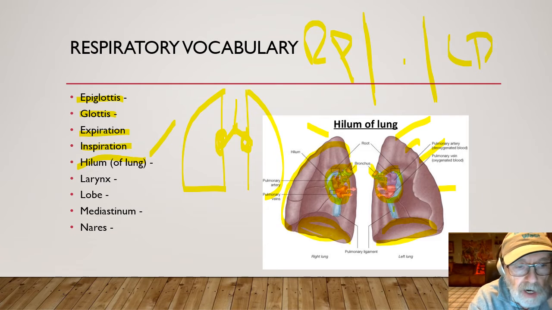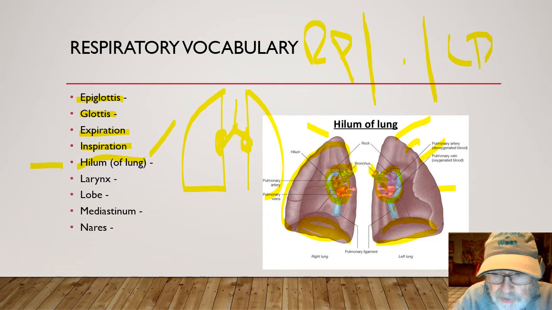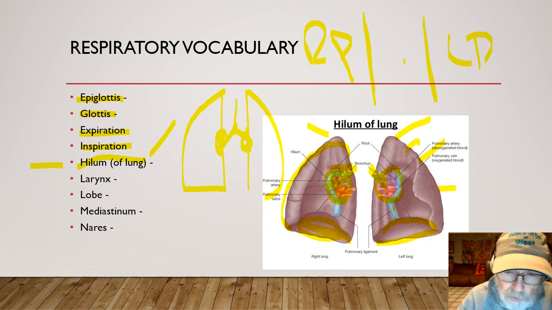We're going to see this word hilum again coming up in the kidney, because in the kidney, blood vessels and stuff like that only go into the kidney in one spot, and that area is called the hilum. So the hilum is this small little area on the inside surface, the medial surface, that's a better word, medial surface of the lungs, where things enter or leave. And that's called the hilum of the lung.